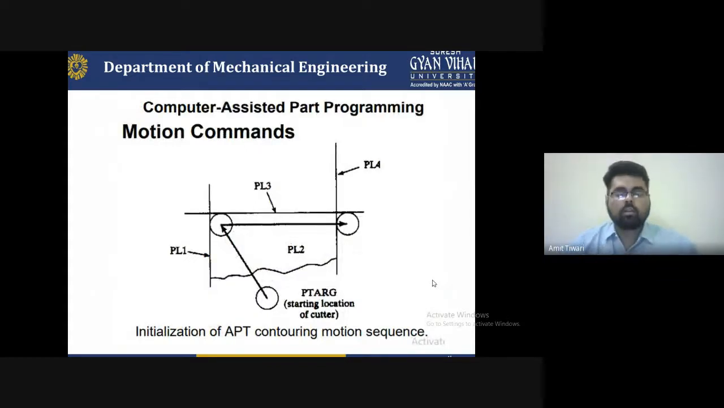Another motion command is also applicable for the initialization of automatic programming, which we can say is the contouring motion sequence. In this diagram, you can see that three types of sections are to be considered. First is plane PL1 on the left side, PL2 on the bottom side, PL3 on the top side, and PL4 on the outside.